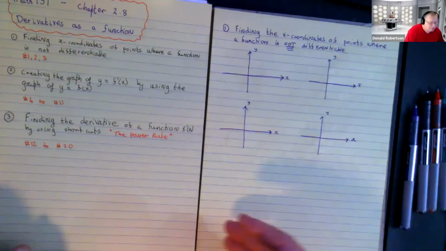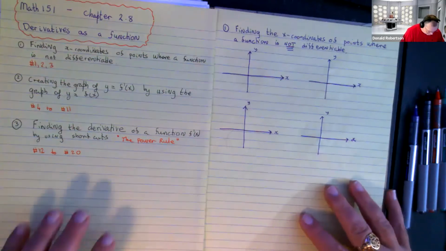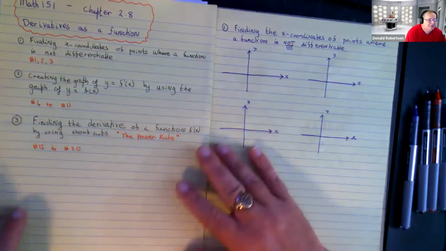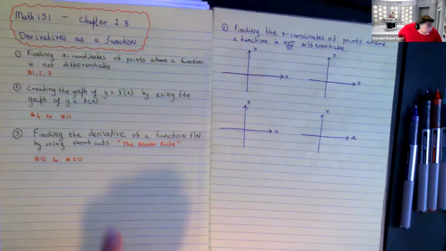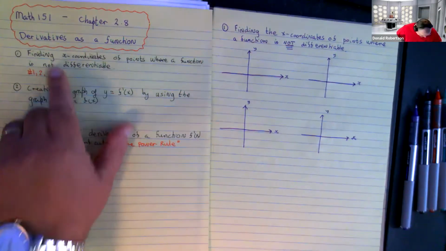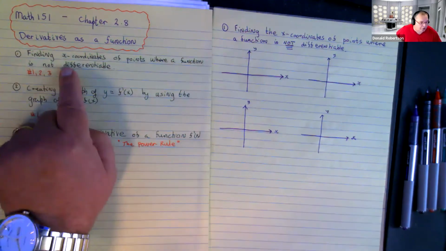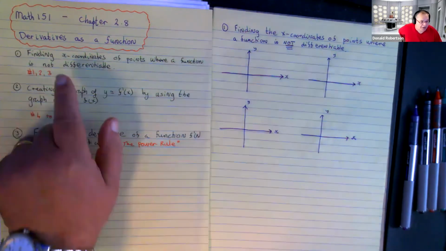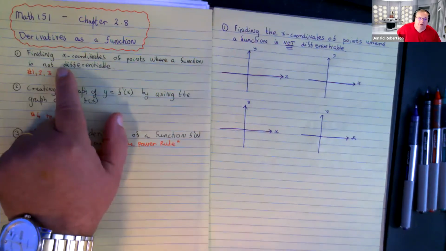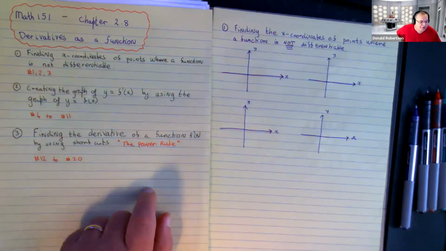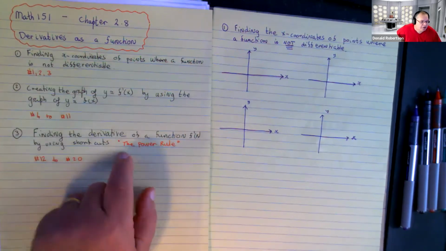Today we will be doing, as I kind of promised you, the shortcut method. It's called the power rule, at least the version we're going to see today, although there are other shortcut methods. All right, there we go. That's about right. Before we get to that, which is step 3, we're going to start by finding the x coordinates of points where a function is not differentiable. And there are 3 homework questions that look like that.